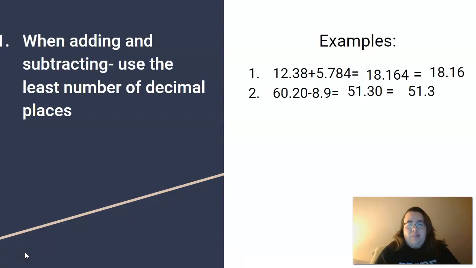So again, from where our last video ended, when we're adding or subtracting, we're using the least number of decimal places. That's the spots after the decimal point to the right.